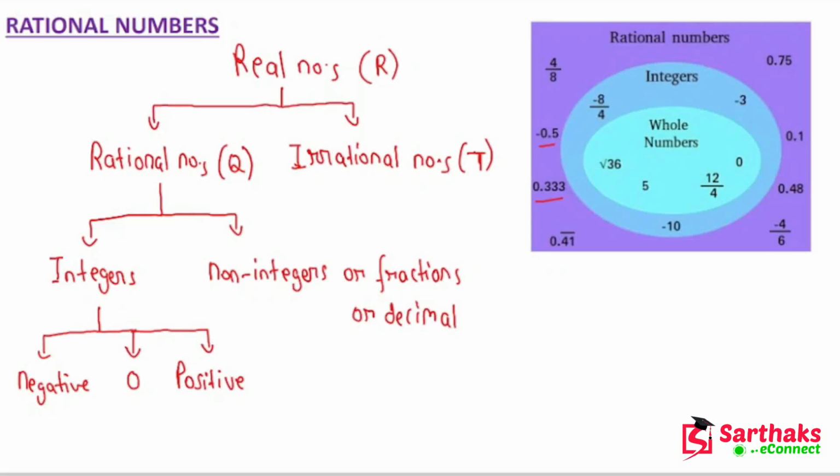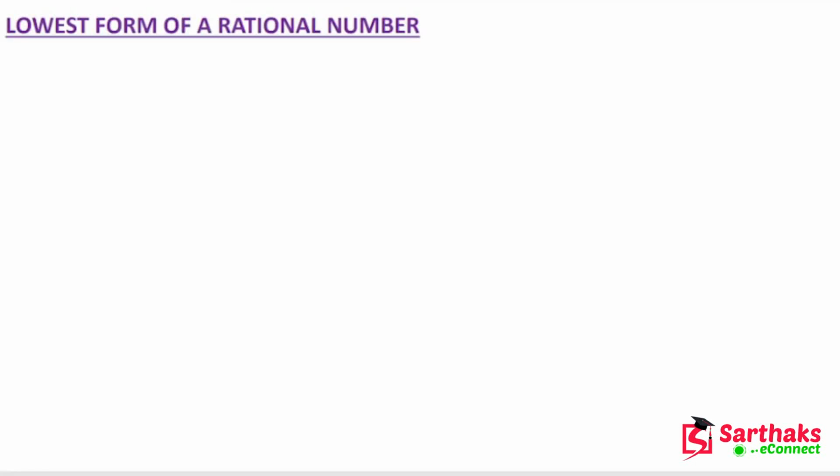Now let us move to the lowest form of a rational number. Now what do we mean by lowest form of a rational number? We can divide numerator and denominator by the same number. Why do we do so? To cancel out the common factors. And why do we cancel out the common factors? To bring the rational number into its lowest or simplest form.